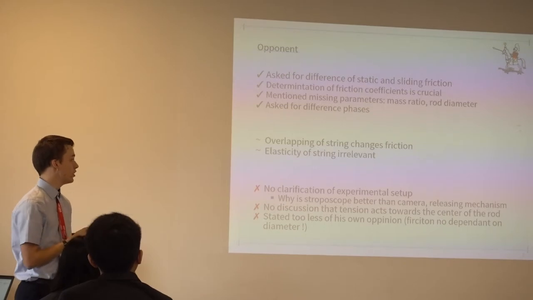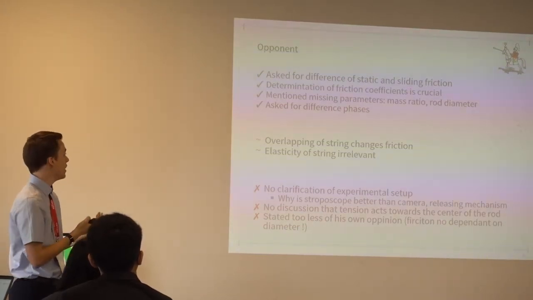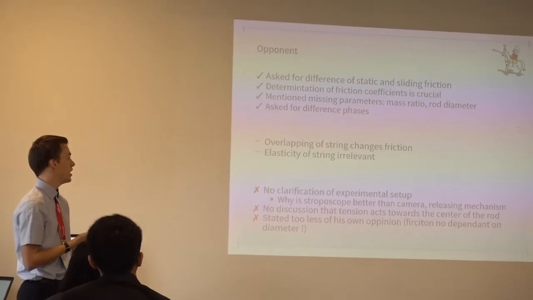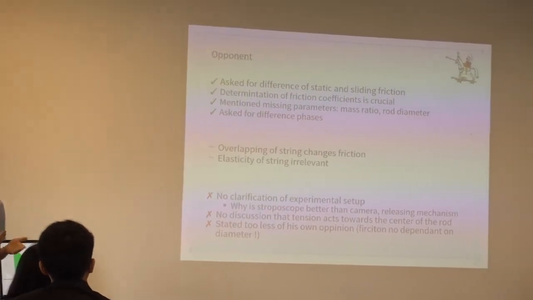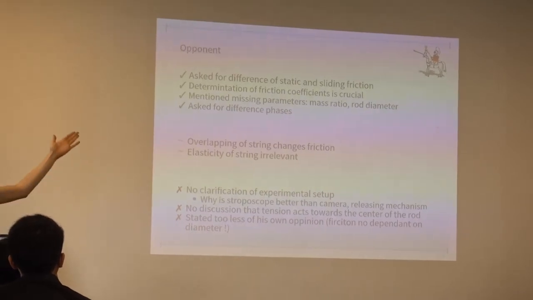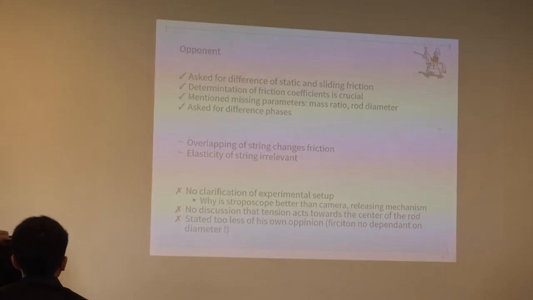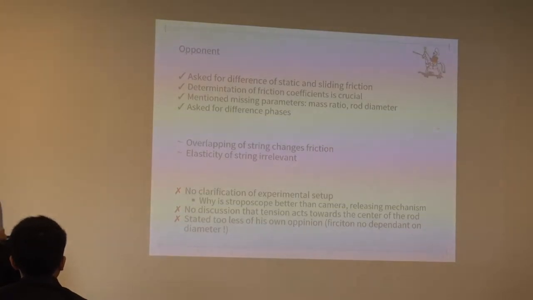Now, it's time for your opponent. Your opponent asked for a difference of static and sliding friction, so which occurred when, which we quite like. Then he also asked for a determination of the friction coefficients, because this is crucial, and it was not really mentioned in the report how they were determined. He also asked for a mass ratio or rod diameter, which is quite good. However, what we didn't like is that the opponent stated that the friction is dependent on the diameter, which definitely is, in my opinion. Then he also asked for different phases, so when the different coefficients occur.